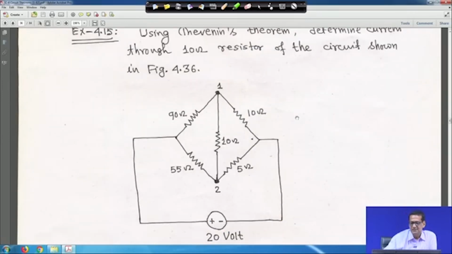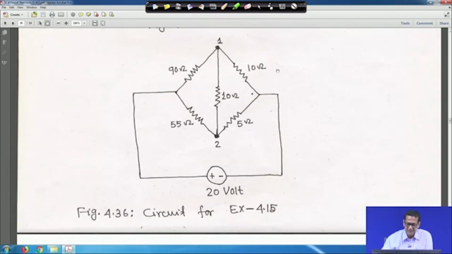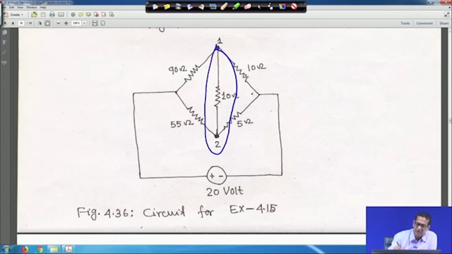Next, using Thevenin's theorem, determine the current through the 10 ohm resistance of the circuit shown in figure 36. Just hold on, let me move it up a little bit. So, this is my figure 36, and the 10 ohm resistance is between 1 and 2, not this one, this 10 ohm, right.